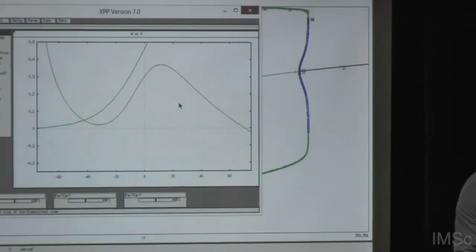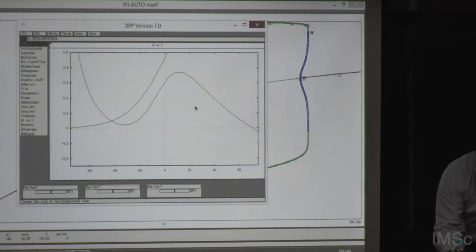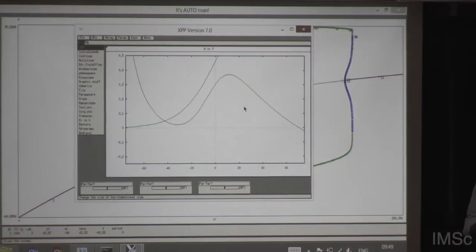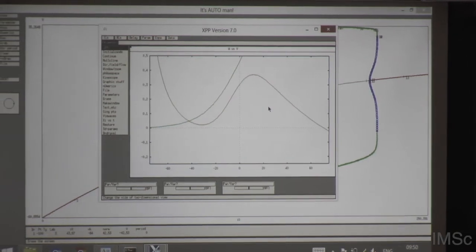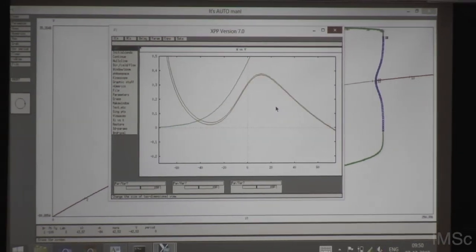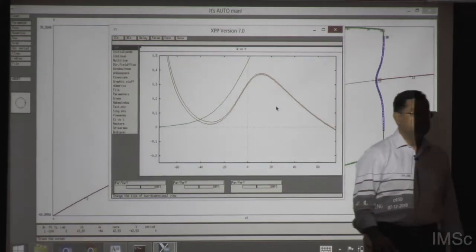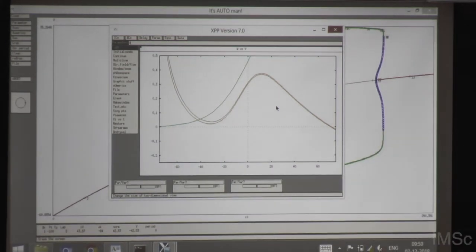So let's check this. The parameter I0 is 43.9. Let me make it something like 50. I've increased the current a little bit and I'm going to redraw the null line. So the null line is lifted up. Okay, let me do that a little bit more.